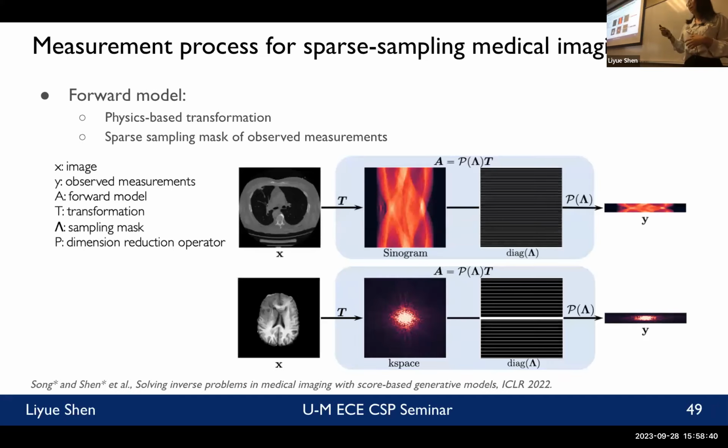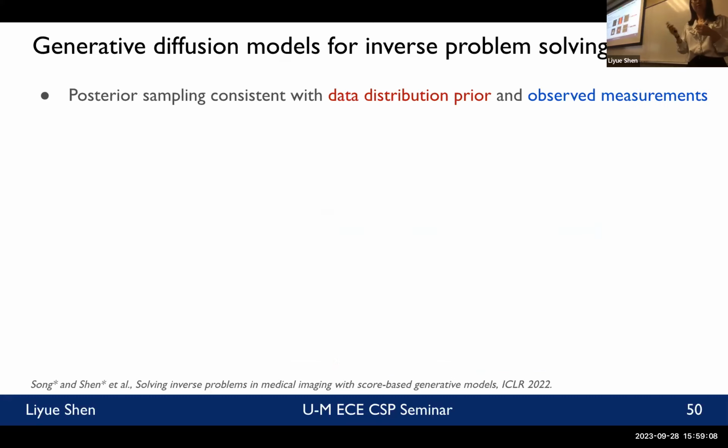So this comes to the main idea for using diffusion models as a generative prior to solve the inverse problem. Just to give some more formal measurement notation about this forward process, here we simplify it as two main steps. One is the phase-space transformation, and the other is the sparse sampling mask. We think this is the forward process we have for either CT or MRI.